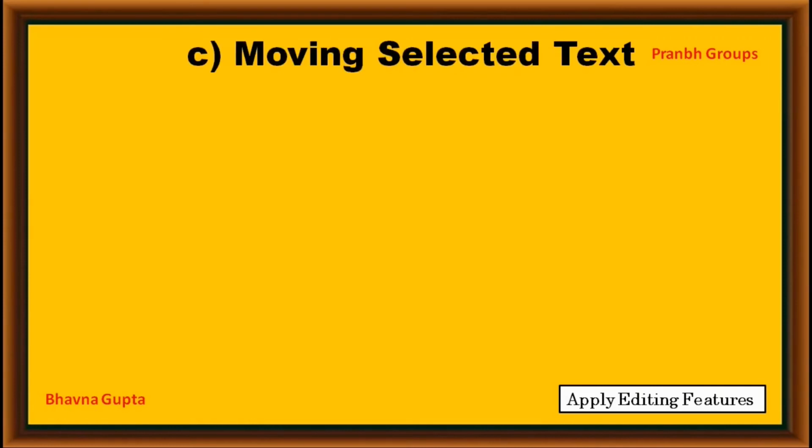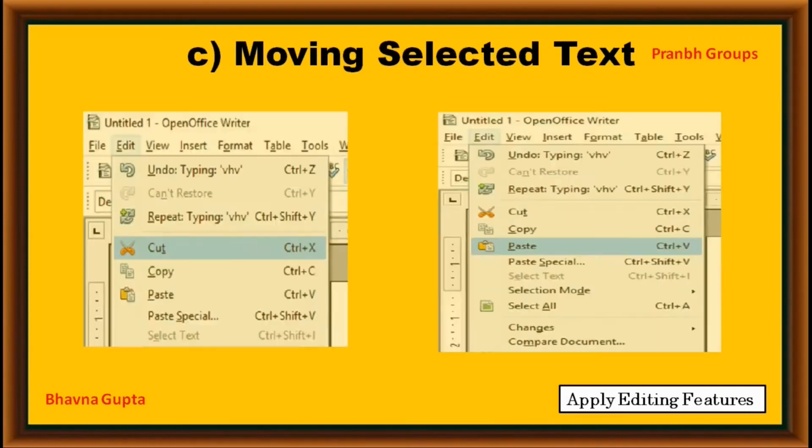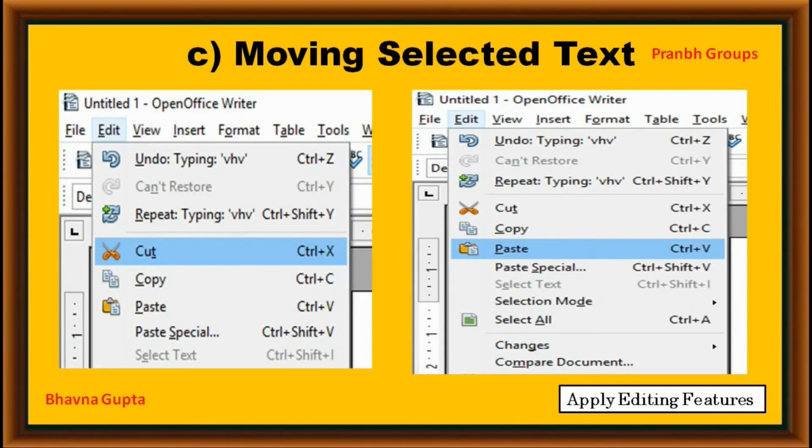And next one, moving selected text. To move selected text, you can use cut and paste. Cut is Ctrl+X and paste is Ctrl+V, and otherwise you can use the option: click the Edit menu and then click Cut, and for paste, Edit menu and then Paste. This is the process for moving text.